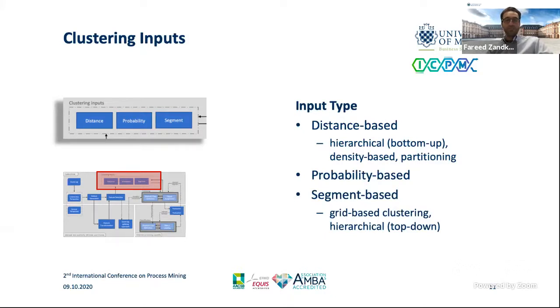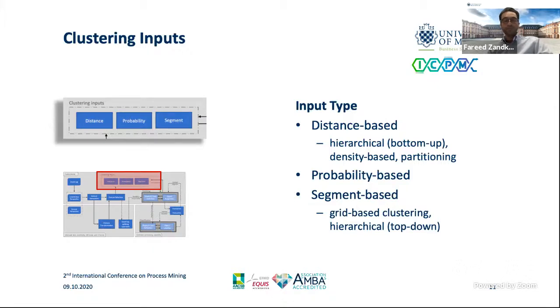The second potential input for clustering algorithms is probabilistic models, for example, Markovian probabilistic models, where the probability of observing a trace given a Markovian probabilistic model determines to which cluster each trace belongs.